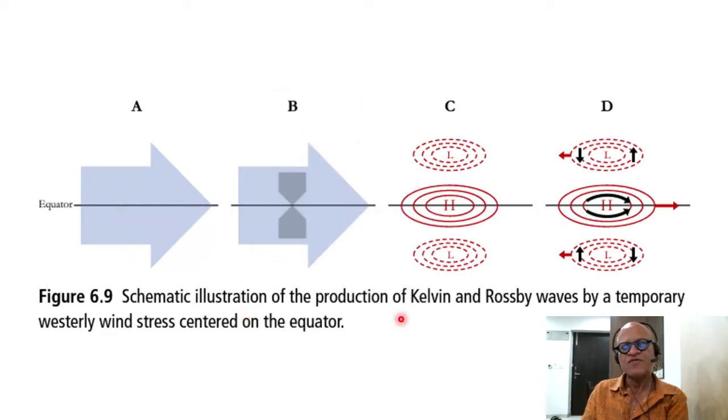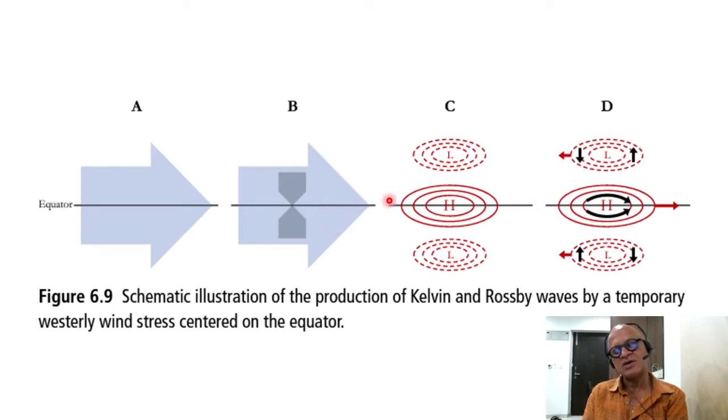So the schematic illustration of production of Kelvin and Rossby waves by temporarily westerly wind stress centered on the equator. This is very common in the Western Pacific, which tends to be associated with El Niños, for example. So if the wind burst is westerly, you can imagine that the Ekman currents are going to be towards the equator, because you push the water this way, Coriolis is going to push it into the equator, push the water this way in the southern hemisphere, tilt towards the left, so you get convergence on the equator, which is a dynamic boundary because of Coriolis changing sign.